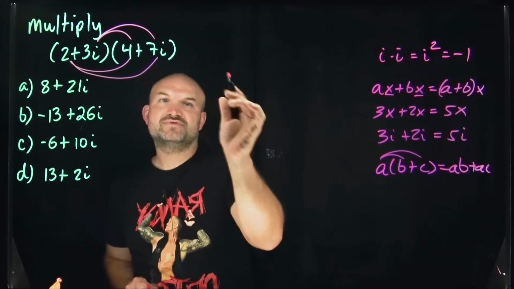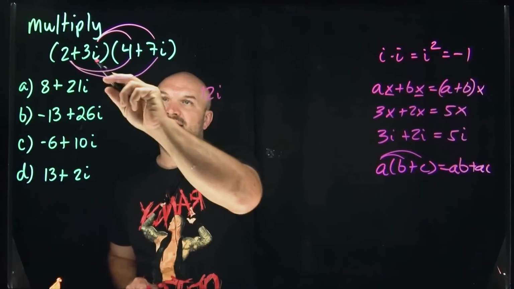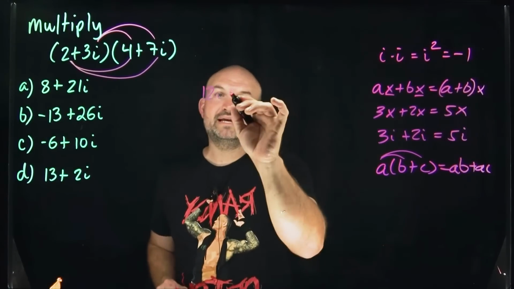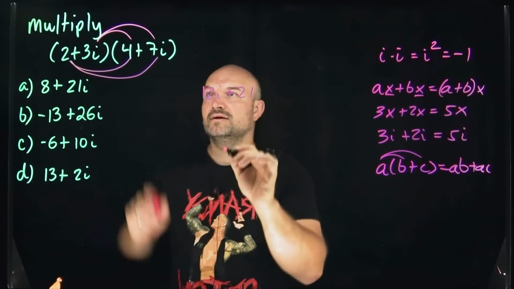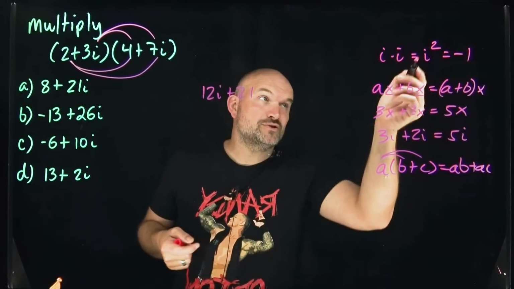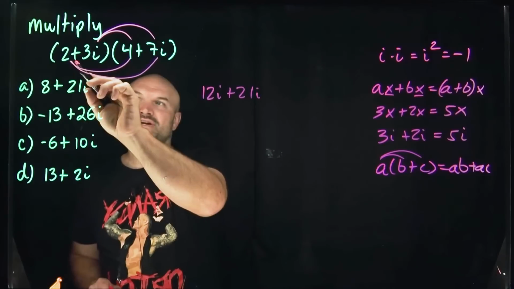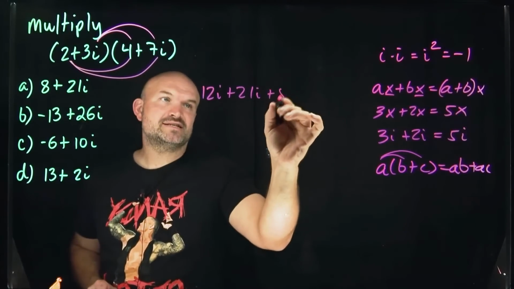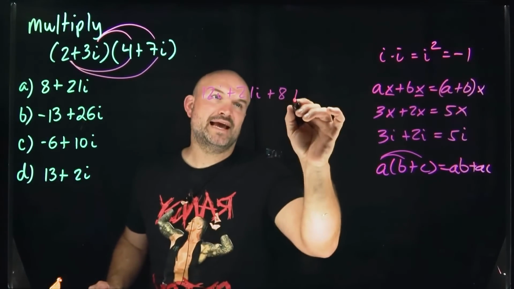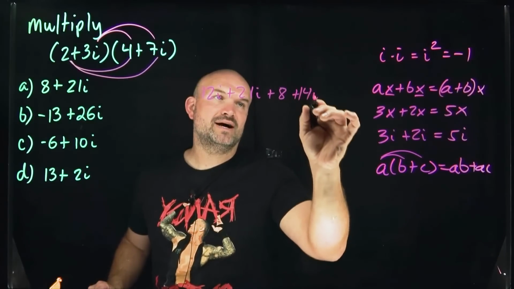So 3i times 4 is going to be 12i. 3i times 7i is going to be 21, and then that's going to be i times i, which is going to be i squared. We'll get to the -1 in just a second. Now let's go over here. 2 times 4 is going to be +8. And 2 times 7i is going to be 14i.